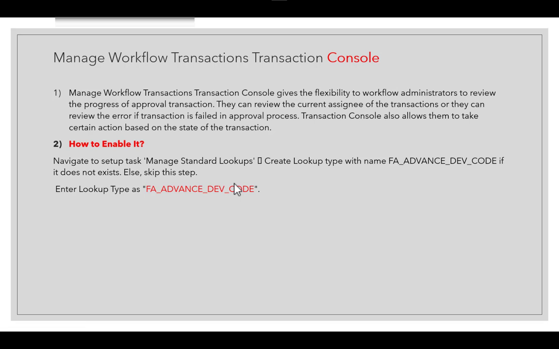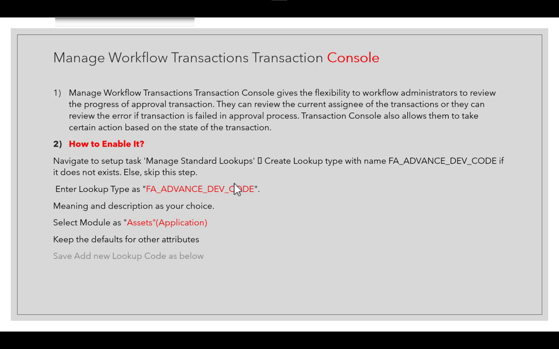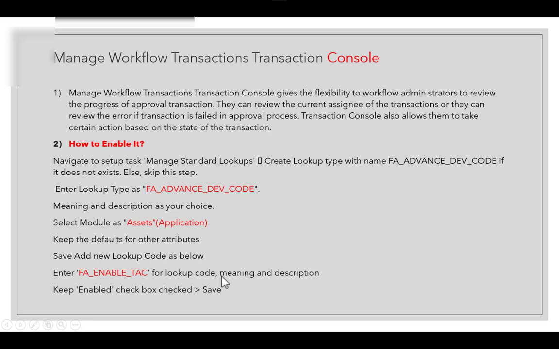Enter the lookup type as FA_ADVANCED_DEV_CODE. The meaning and description are up to you; you can enter anything there. Select the module for the assets application. Keep the default for the other attributes without any changes. Save, and add a new lookup code. Enter the lookup code for this lookup type as FA_ENABLE_TAG, for the code, the meaning and the description. Keep it enabled and save.